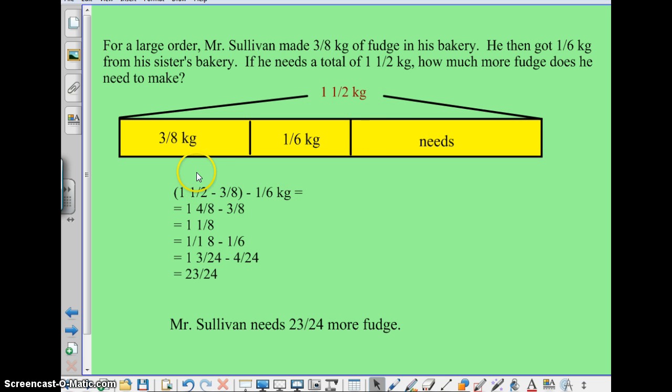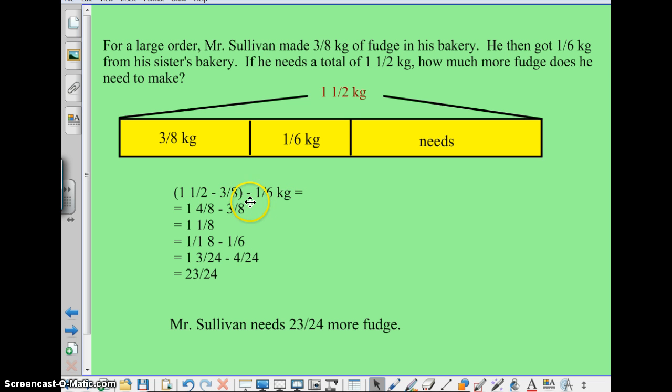Okay, so this is how you would set up your tape diagram. What do you know? He has 3/8, he gets 1/6, how much more does he need? So that's how we would set it up. Then we just go ahead and do the work. So now I'm putting together the total, and I'm subtracting these two fractions from the total to find out what I need. I put it in parentheses because I'm doing it one at a time, okay?